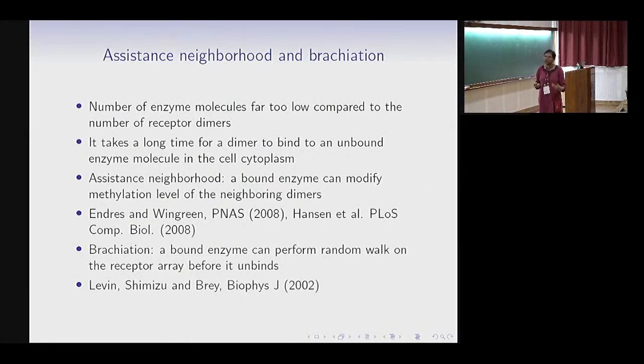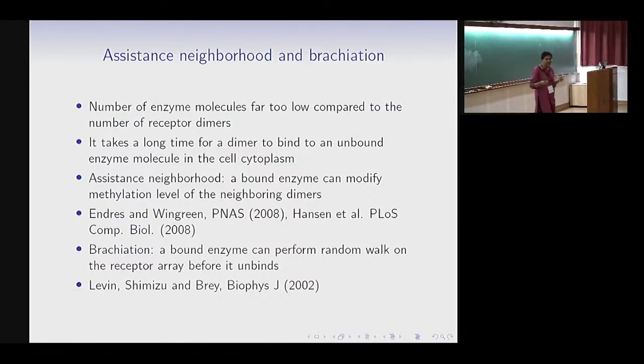So to explain this, concepts like assistance neighborhood and brachiation have been proposed theoretically, and some of these things have also been observed experimentally. Assistance neighborhood: the problem is, if I do it like this, each enzyme molecule comes, binds to a dimer, changes its methylation level, and again comes back to the cell cytoplasm. Again another binding event takes place. If it goes on like this, then clearly each dimer has to wait for a very long time to bind to an enzyme, which is going to affect the adaptation properties of the cell.